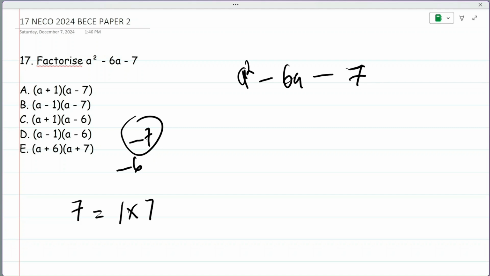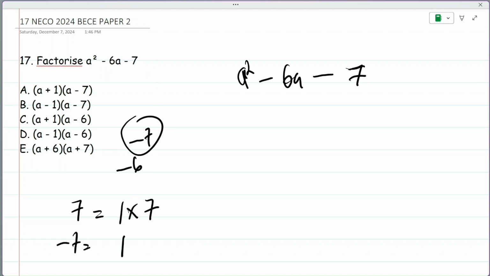1 times 7 will give you 7. 2 can't go in 7, 3 can't go in 7, 4, 5, 6. Only 7 can go in 7. So the only way you can get 7 by multiplying two whole numbers or two integers is 1 times 7. And one of them will have to be negative because we're working with minus 7.